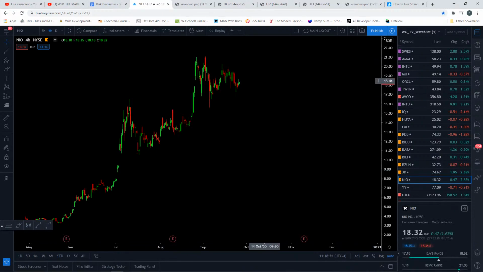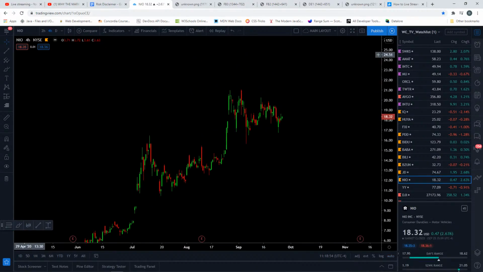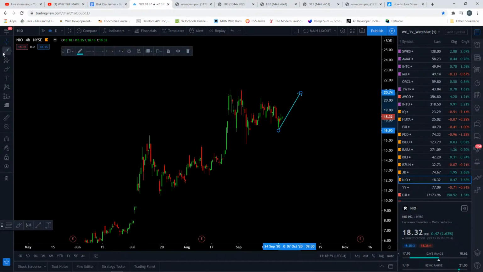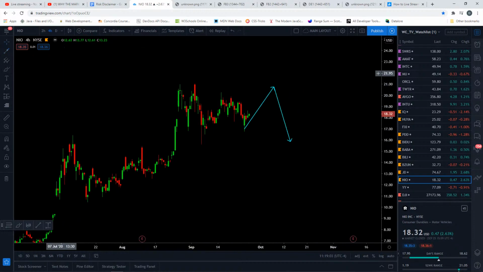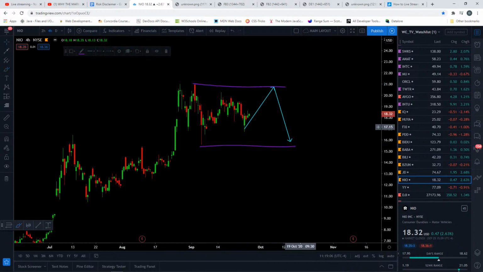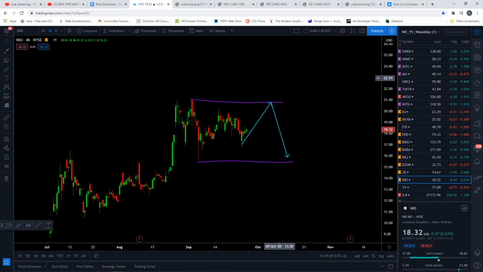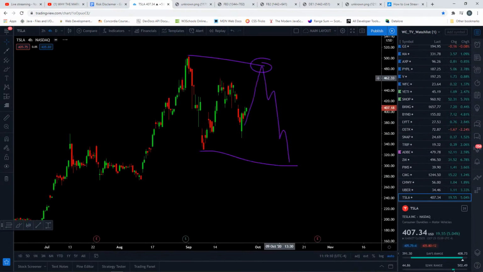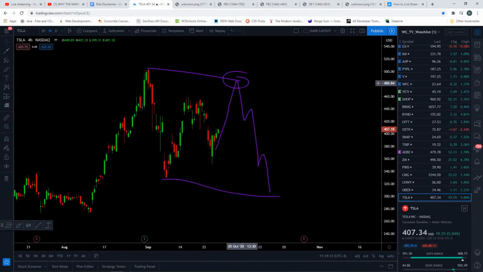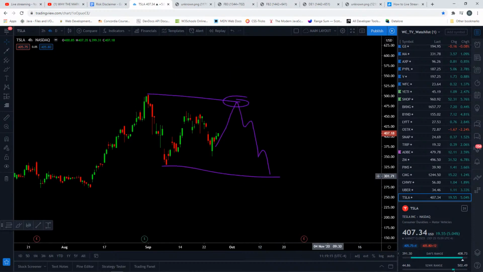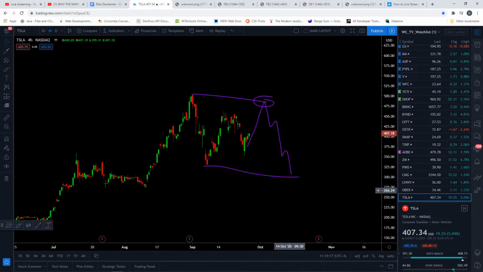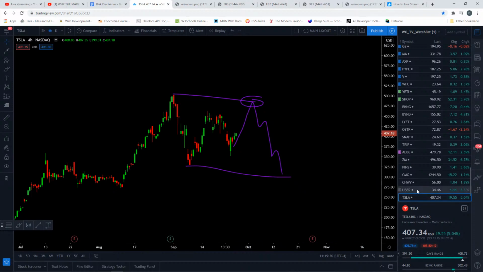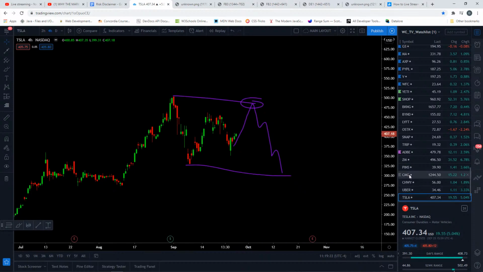NEO is interesting, but I'm not really sure what it wants to do here. I think Tesla is probably going to do the same thing. It's gonna go back up, and it's probably gonna go back down. It's gonna create a huge sideways here. Okay, so yeah, look for buys. Same thing on Tesla. Let's do Tesla right now. So look for buys. Gonna go up here, gonna go back down. It's just gonna be in a huge sideways here. I'm thinking.